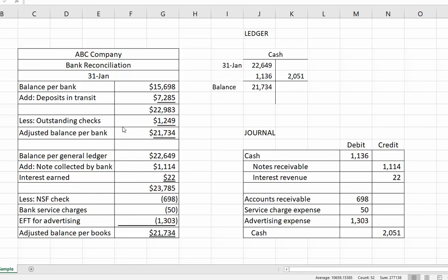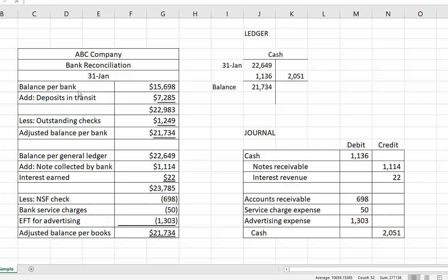Okay? All right, so what do we need to do? We need to adjust the bank for anything that we know about and that we've put into our account, but that the bank hasn't put in yet. Okay? And then we need to adjust our books for anything that the bank put into our balance here, but that we haven't taken into account yet. All right? So remember that you're going to adjust for what that party doesn't know.